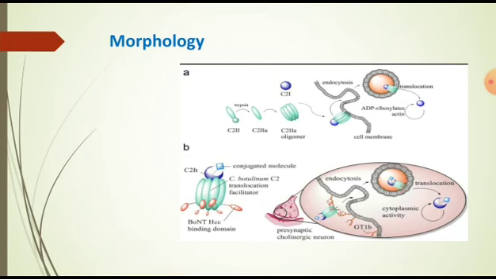So, morphology of Clostridium botulinum. It is a gram-positive, non-capsulated bacillus measuring 4 to 8 by 0.8 to 1.5 μm in size. It is motile with the help of peritrichous flagella. The spores are oval, bulging and subterminal in position.